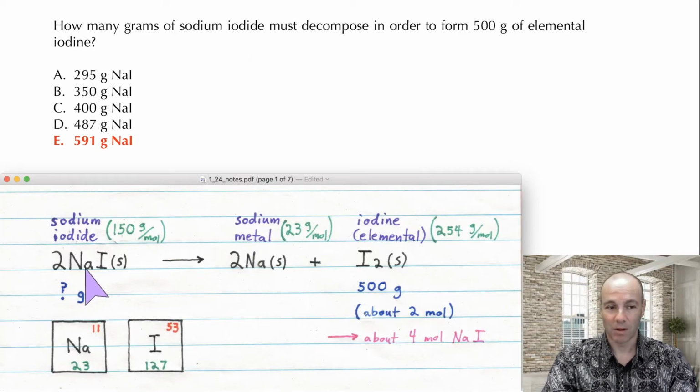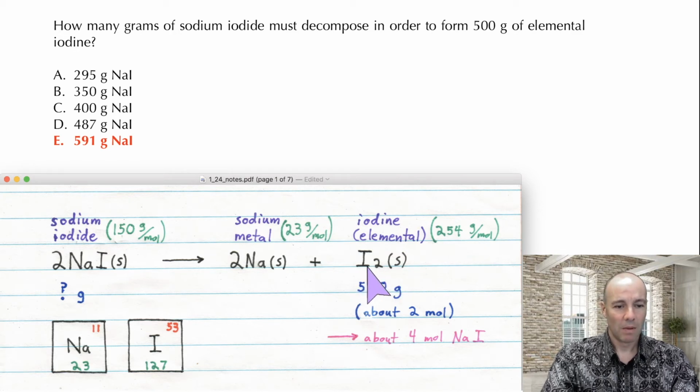Here's the balanced chemical equation. It would take 2 moles of NaI to decompose into 2 moles of Na and 1 mole of I2, that molecular elemental iodine. Now, since we're forming 500 grams of I2 and we're being asked how many grams of sodium iodide must decompose, we're going to need the molar masses of all of the substances. So the molar mass of the I2, if you look up iodine on the periodic table, 127, so 2 times that number would give us 254 grams per mole.